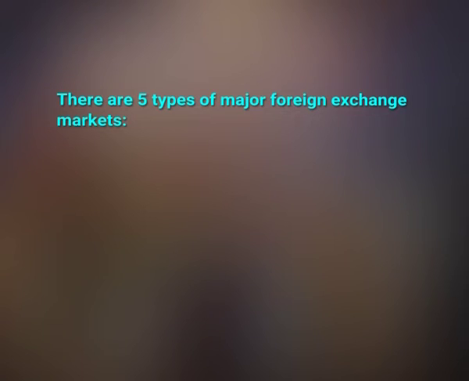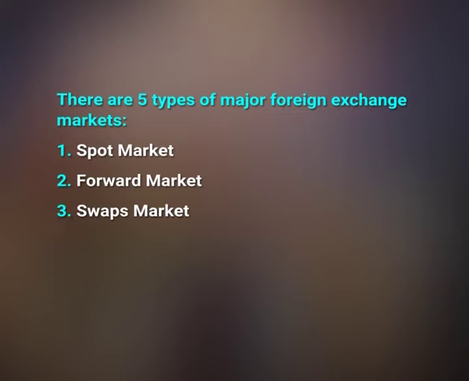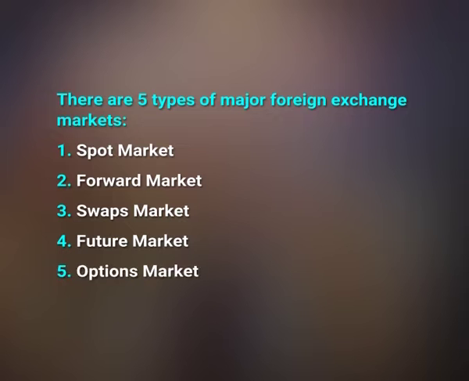Let us now talk about the different types of foreign exchange markets. There are 5 types of major foreign exchange markets. Number 1, spot market. Number 2, forward market. Number 3, swaps market. Number 4, future market. Number 5, options market. Here, swaps, future and options are derivatives, as their value is derived from the underlying exchange rates.